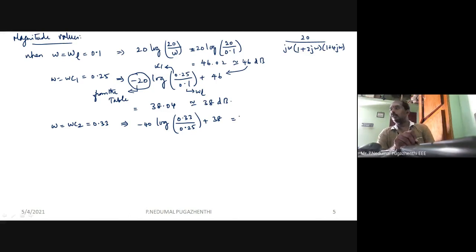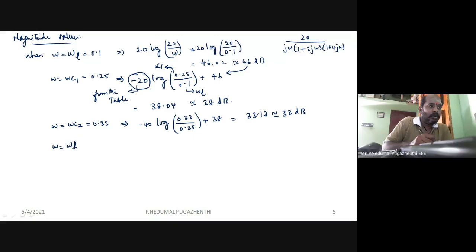Check it out and tell me. Minus 40 log of 0.33 divided by 0.25, plus 38. You will get 33.17, which I can round off to 33 decibels. So what is my next? Omega is equal to omega h, for which I have chosen 1 radian per second.